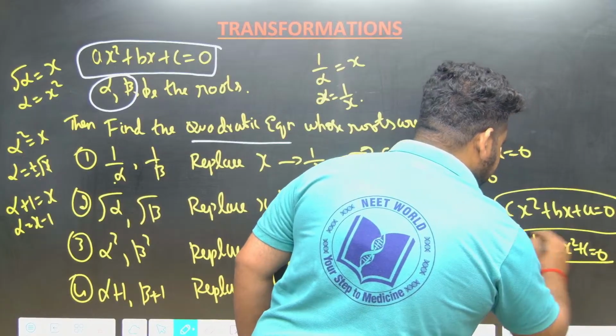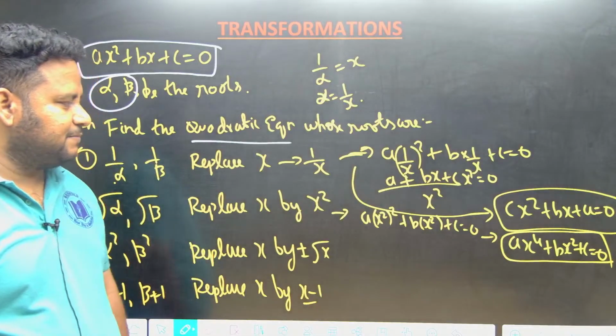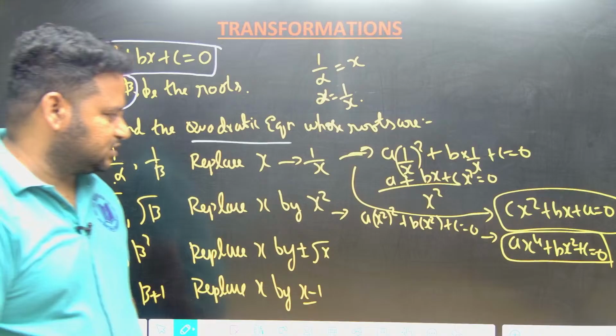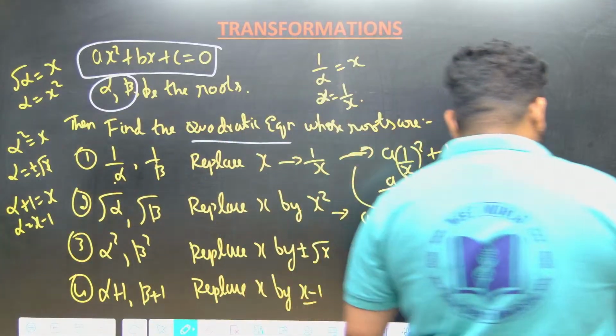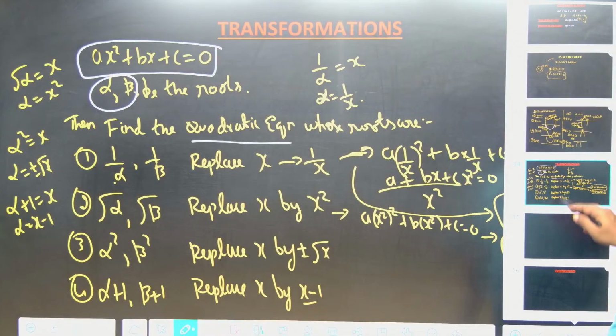So this is what I will be having, friends: ax to the power of 4 plus bx square plus c is equal to 0. Clear? So this is all about transformations. These are the things you must know when it comes to transformations.